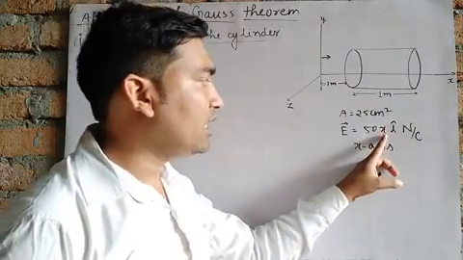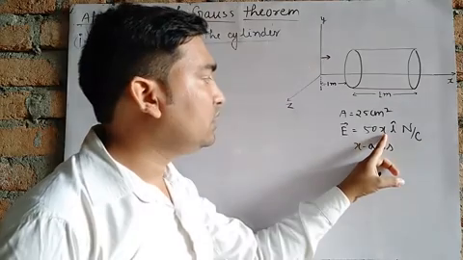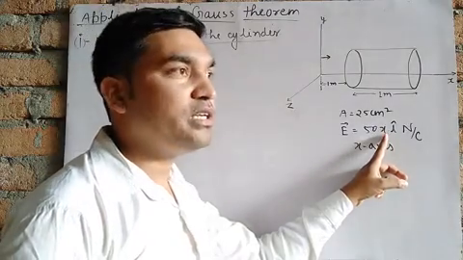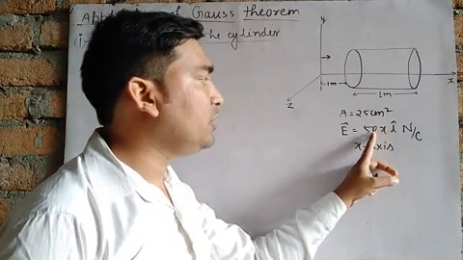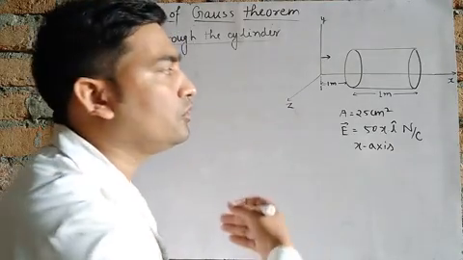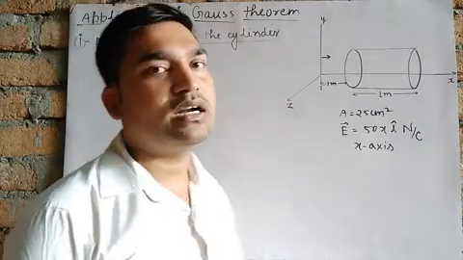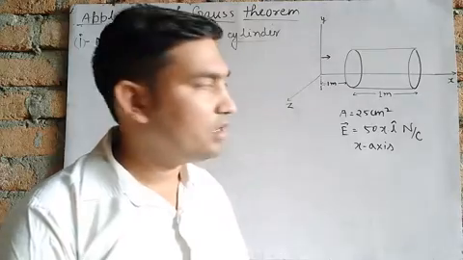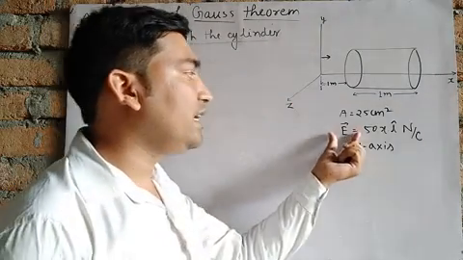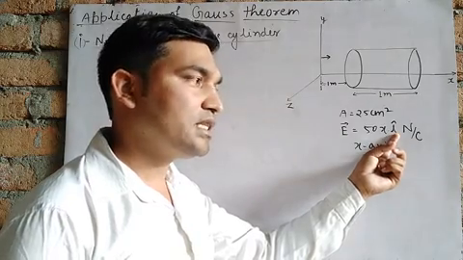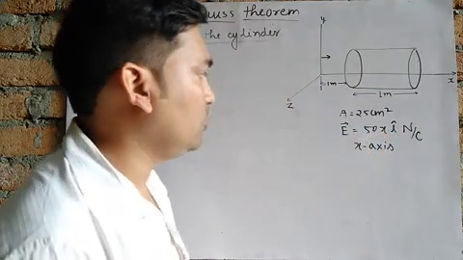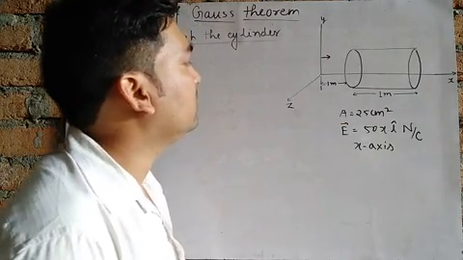Variable means when the distance increases from the origin, electric field may change. It means whenever x is 1 meter, then it is 50 Newton per Coulomb, and when x is 2 meter, electric field is 50 into 2, that is 100 Newton per Coulomb. It means as you go farther away from the origin, electric field will increase. It's okay. Here two things are clear. Electric field is along the x axis and it varies with the distance. These are the two main things given about this electric field.